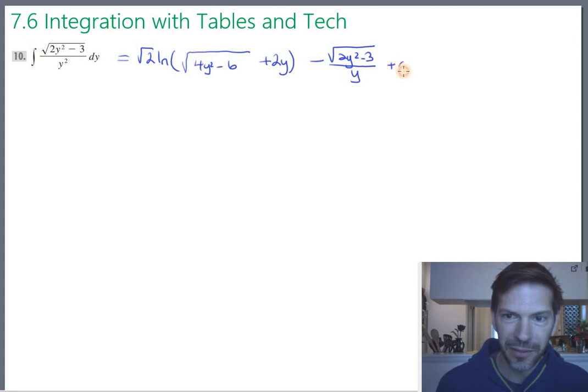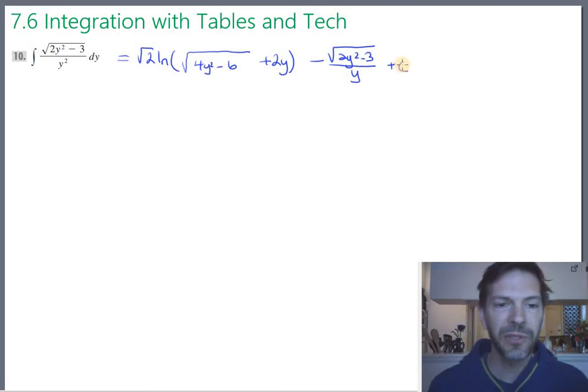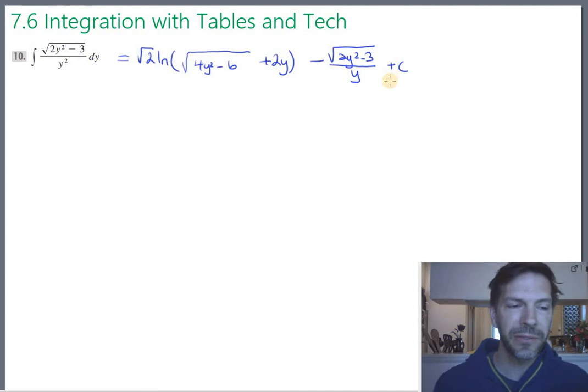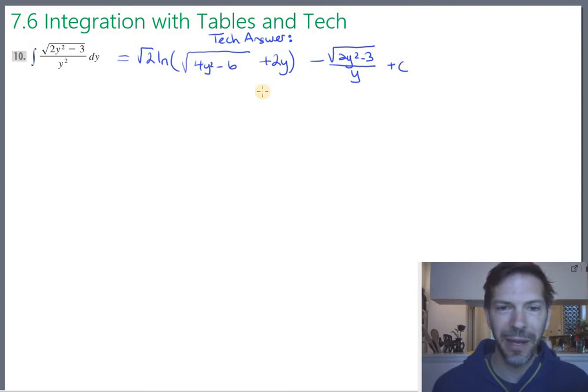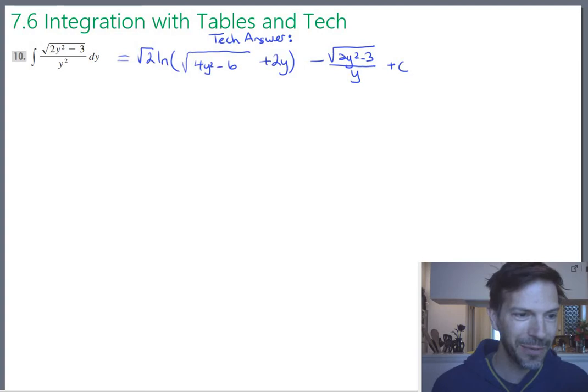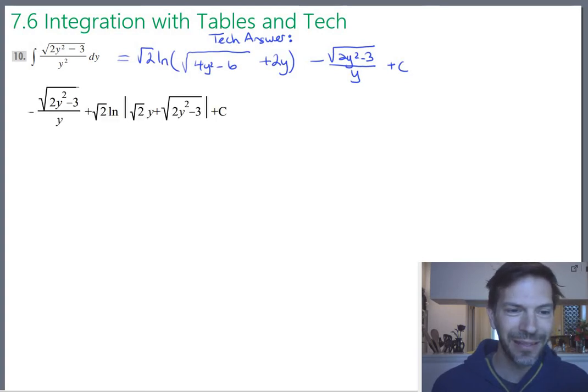plus the constant. So when you write down your answers on the homework for this, I want you to write down what your tech answer is, and then I want you to check that against the back of the book. You don't have, obviously, number 10 in the back of the book, but I do, and this is what they have.